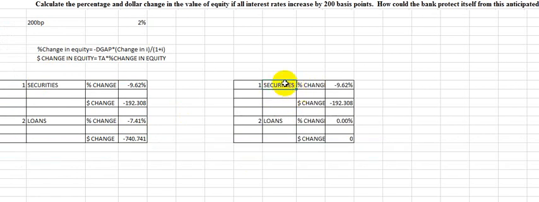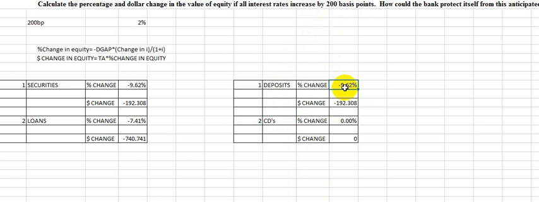The first liabilities were deposits, and we had also CDs. Again, the same thing applies here: the percentage change and the dollar change. Okay, so let's go. The percentage change for deposits.